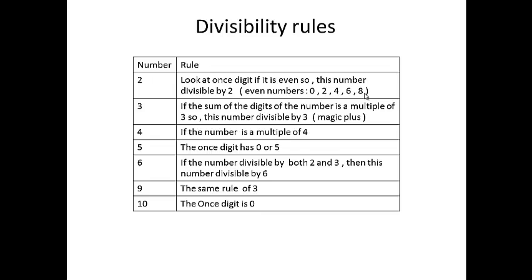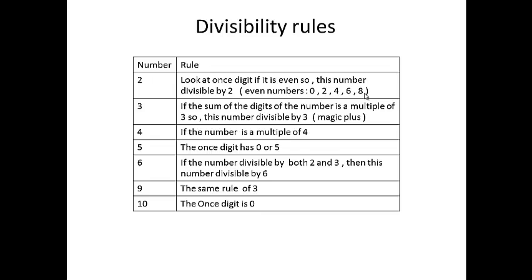4 is a multiple of 4. Multiple of 4 means count by 4, every time add 4. When you count by 4, will you get 42? No. So 42 can't be divisible by 4. 5. We need the ones digit to be 0 or 5. 42, its ones digit is 2. Not 0 and not 5. So 42 can't be divisible by 5.